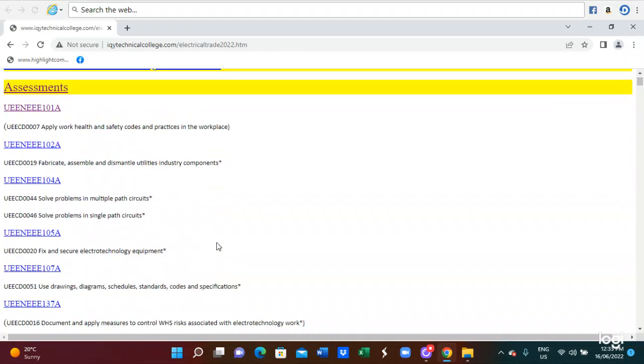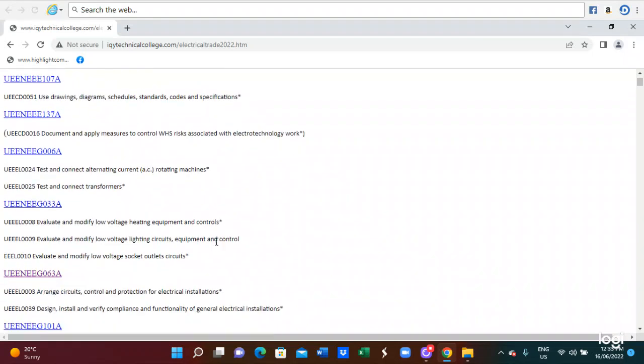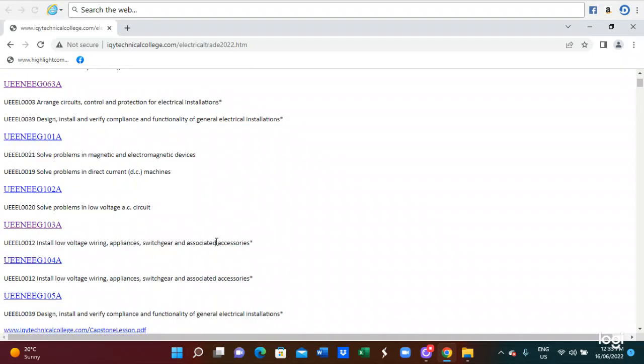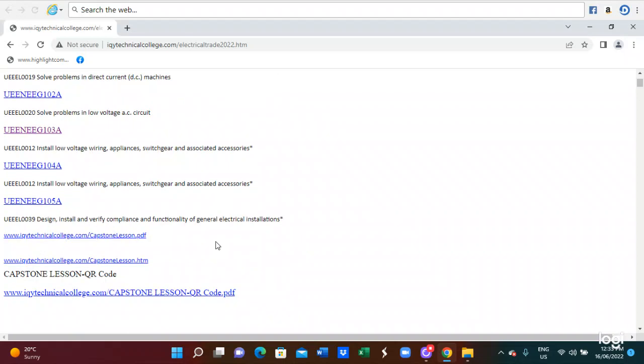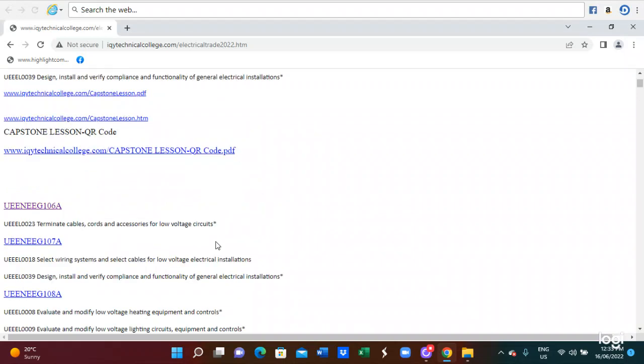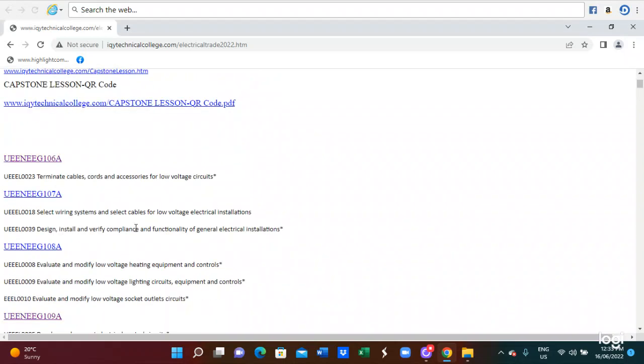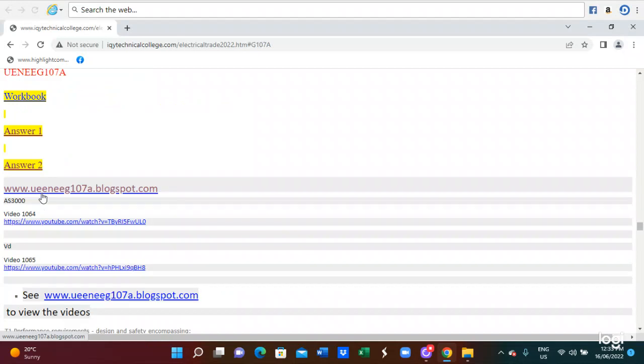Last week I told you to study G106. This week you have to study G107, UEENEEG107A. So you click this one. Here is the workbook. Study those workbook lessons. All the workbook lessons are here, and you can also see there is an answer.